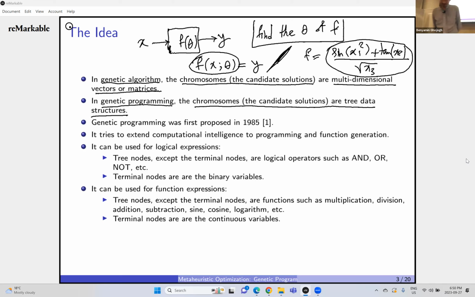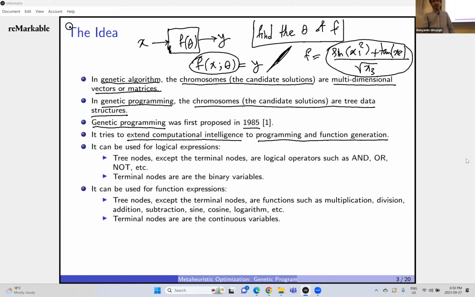Okay. And I think you understand why it's called programming, because we are programming, we are finding which function we can fit to our data set, right? So genetic programming, its idea, I think, is very cool. Even just its idea is very cool. Okay. Genetic programming was first proposed in 1985. Okay. So it tries to extend computational intelligence to programming and function generation.